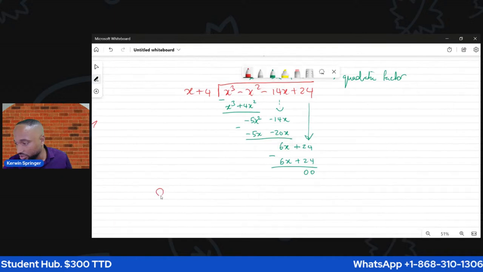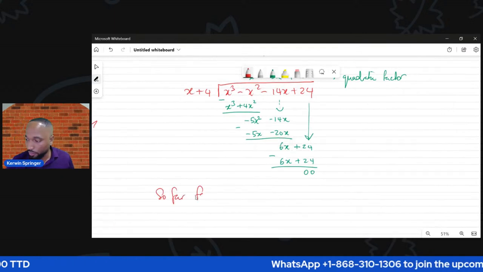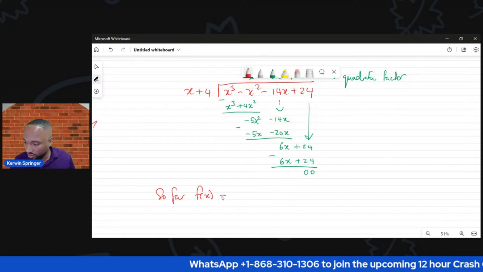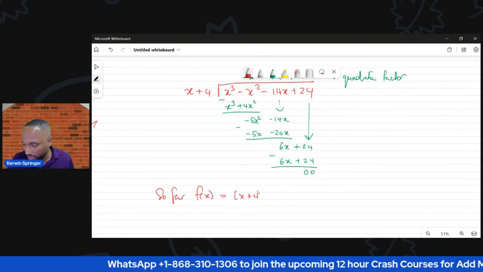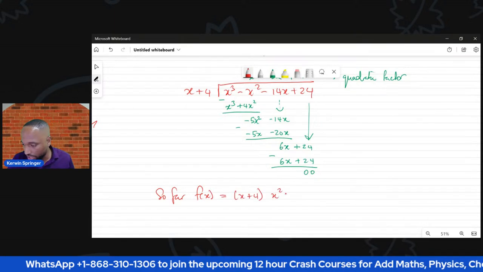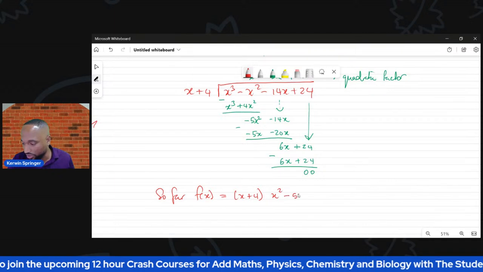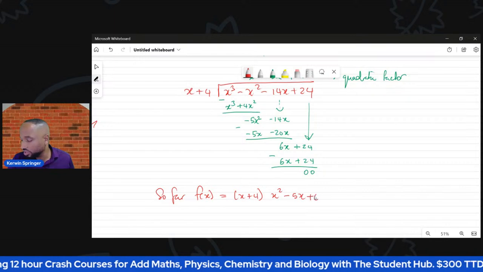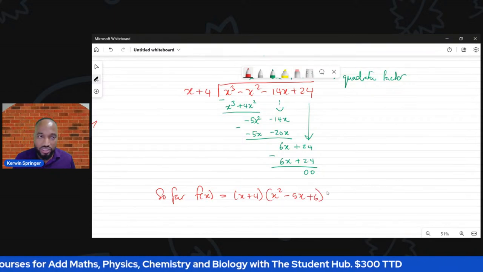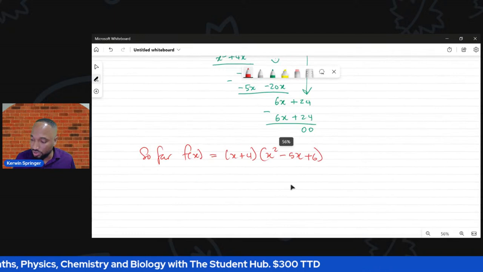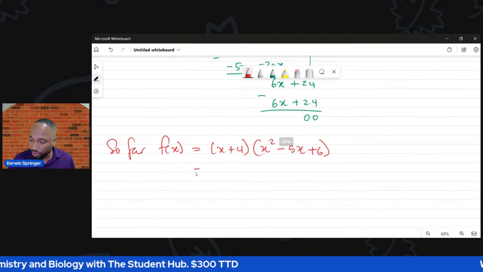So far we have f of x being equal to x plus 4 by the quadratic factor, x squared minus 5x plus 6. Time is of the essence in math, so you want to always keep it pumping. So we need to finish that quadratic off.